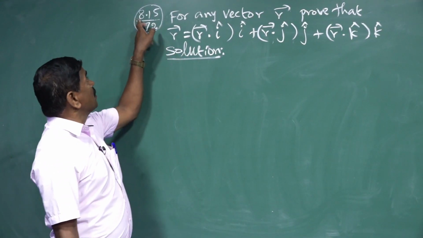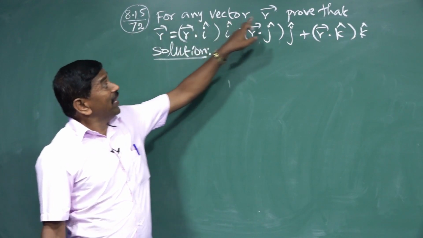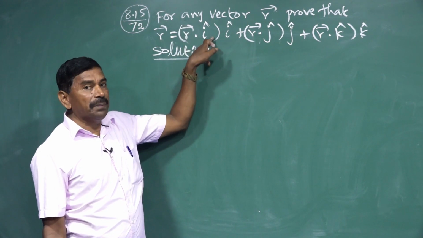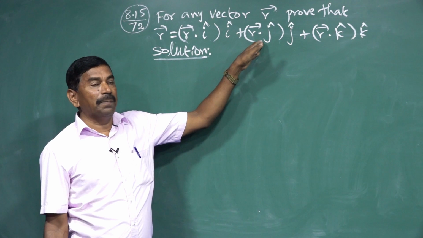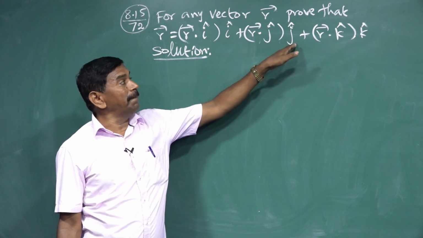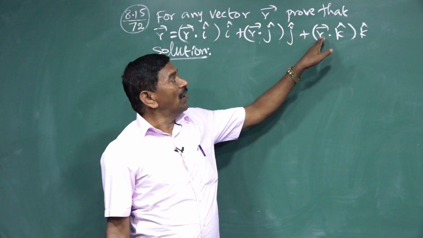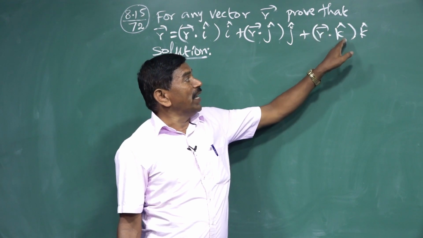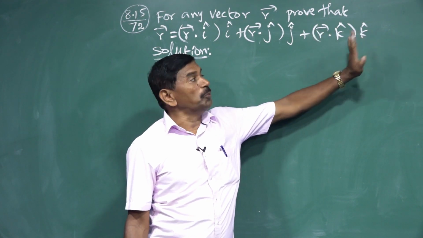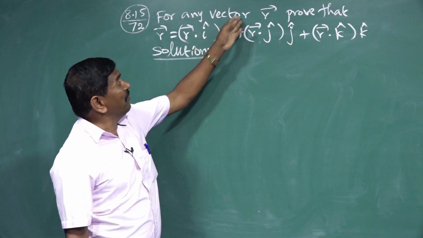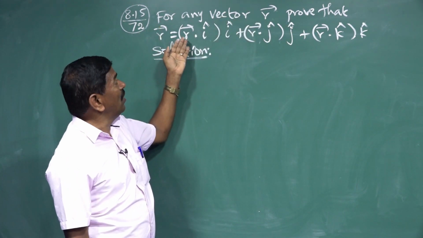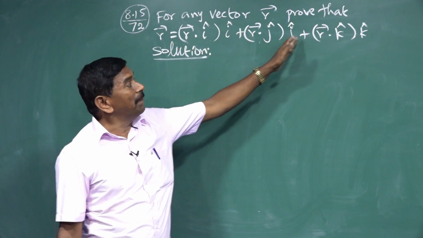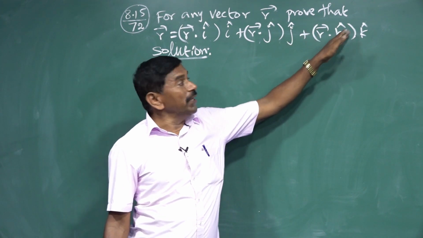This is example 8.15, page number 72. For any vector r vector, prove that r vector is equal to (r vector dot i cap) into i cap plus (r vector dot j cap) into j cap plus (r vector dot k cap) into k cap. We want to prove this.